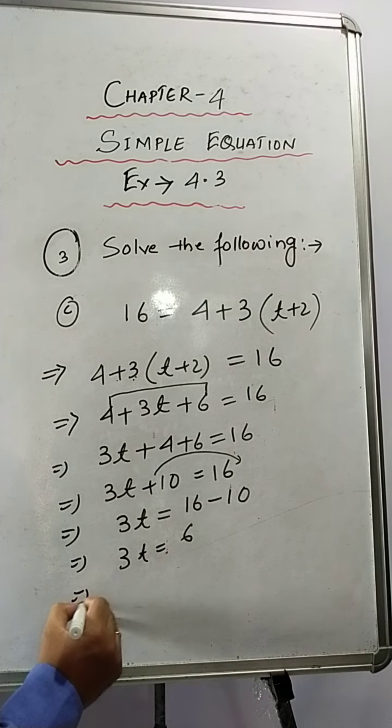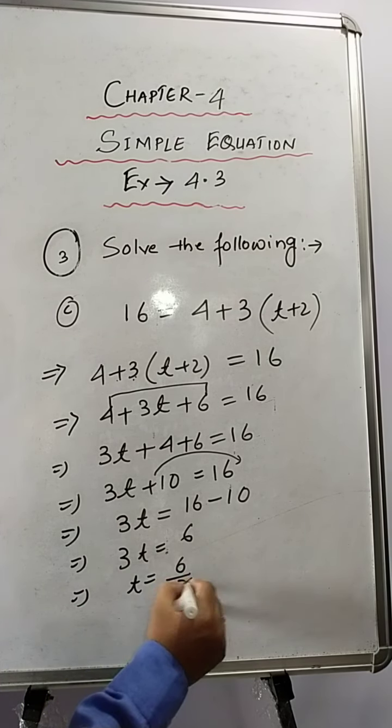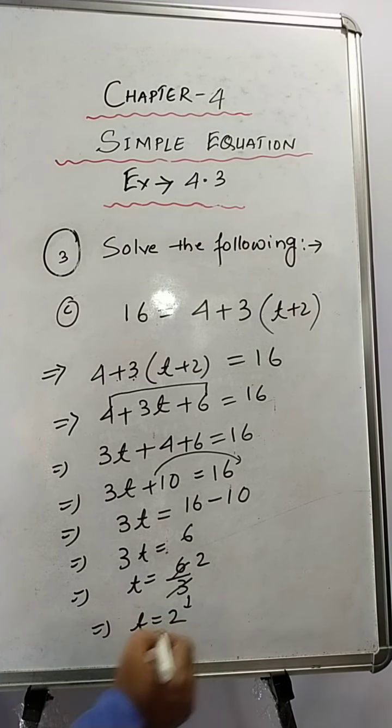Isn't it? Now finally we have to transpose this 3. That is t is equal to 6 by 3. That is, 3 1s are 3, 3 2s are 6. That is t is equal to 2. Okay. Very, very important sum, students. Now let's move on to sum number D.